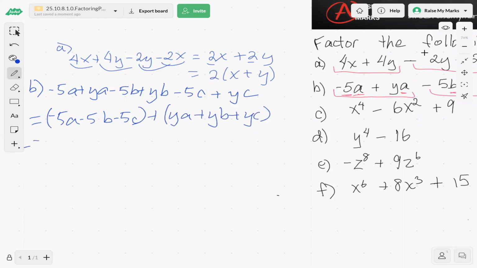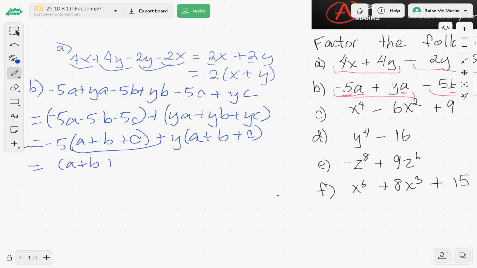Okay, so we can factor out the negative 5. We're left with a plus b plus c in brackets, plus, let's factor out the y. We're left with a plus b plus c in brackets. A plus b plus c is common. Let's factor that out, and we have negative 5 plus y. So same thing. That's a good check.